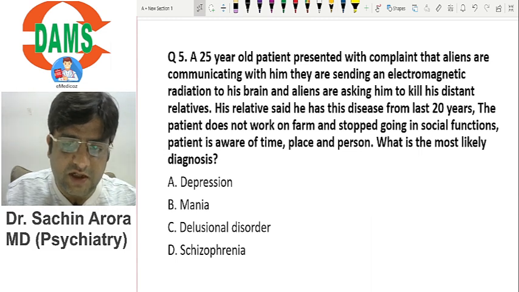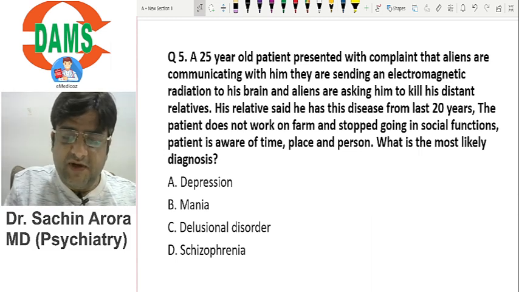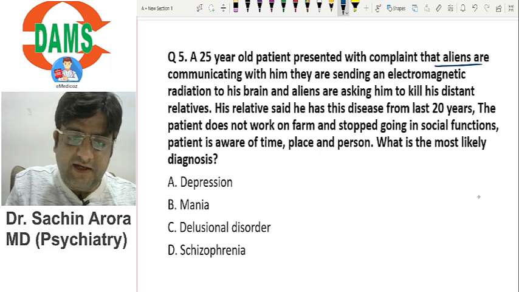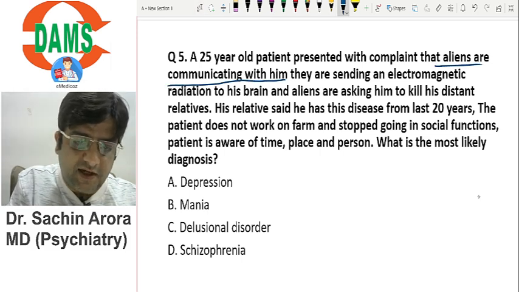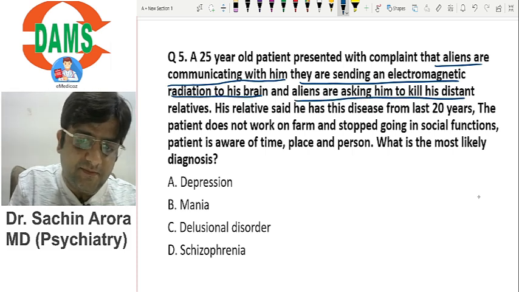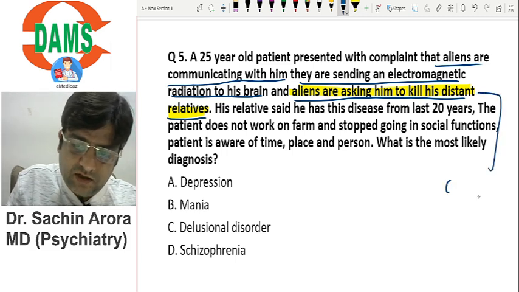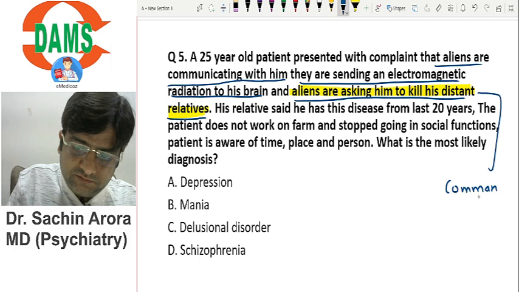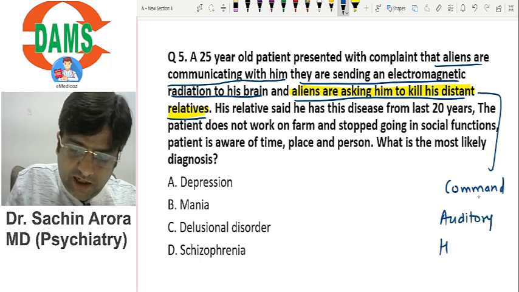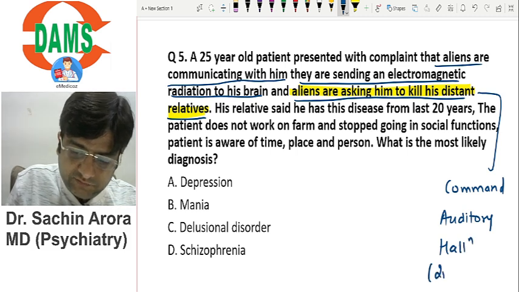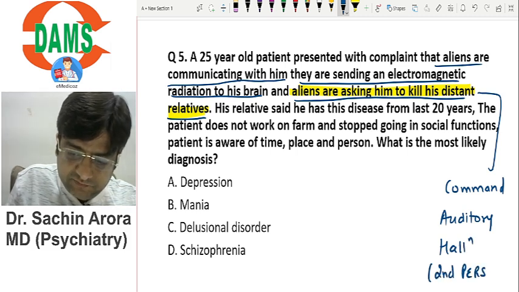Now a clinical question. A 25-year-old male patient presents with the complaint that aliens are communicating with him. They are sending electromagnetic radiation to his brain. Aliens are asking him to kill his distant relatives. This is command auditory hallucination, second person.